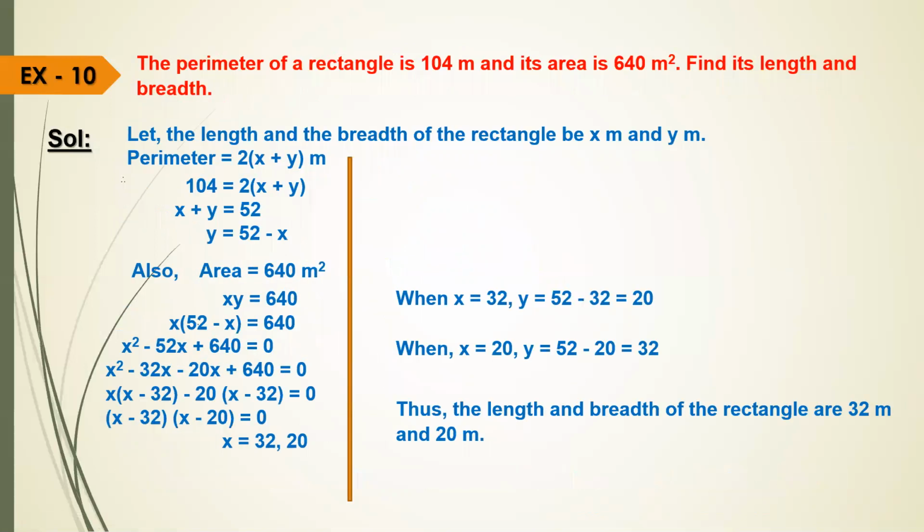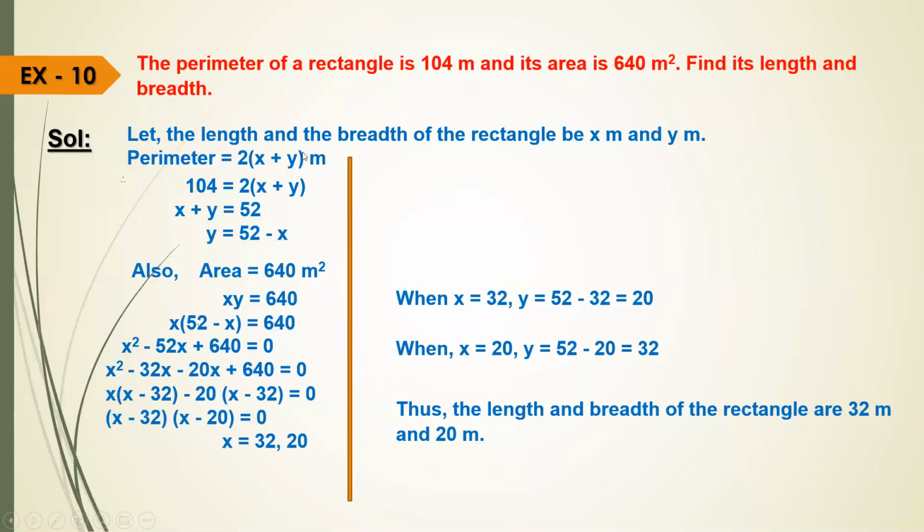Now last example, question number 10 is, the perimeter of a rectangle is 104 meter and its area is 640 meter square. Find its length and breadth. Now we have to use the formula for the perimeter of the rectangle. Here we are assuming the sides of the rectangle as x and y. Then what is the formula of the perimeter you have learnt in lower classes? 2 into l plus b. It means 2 into x plus y.